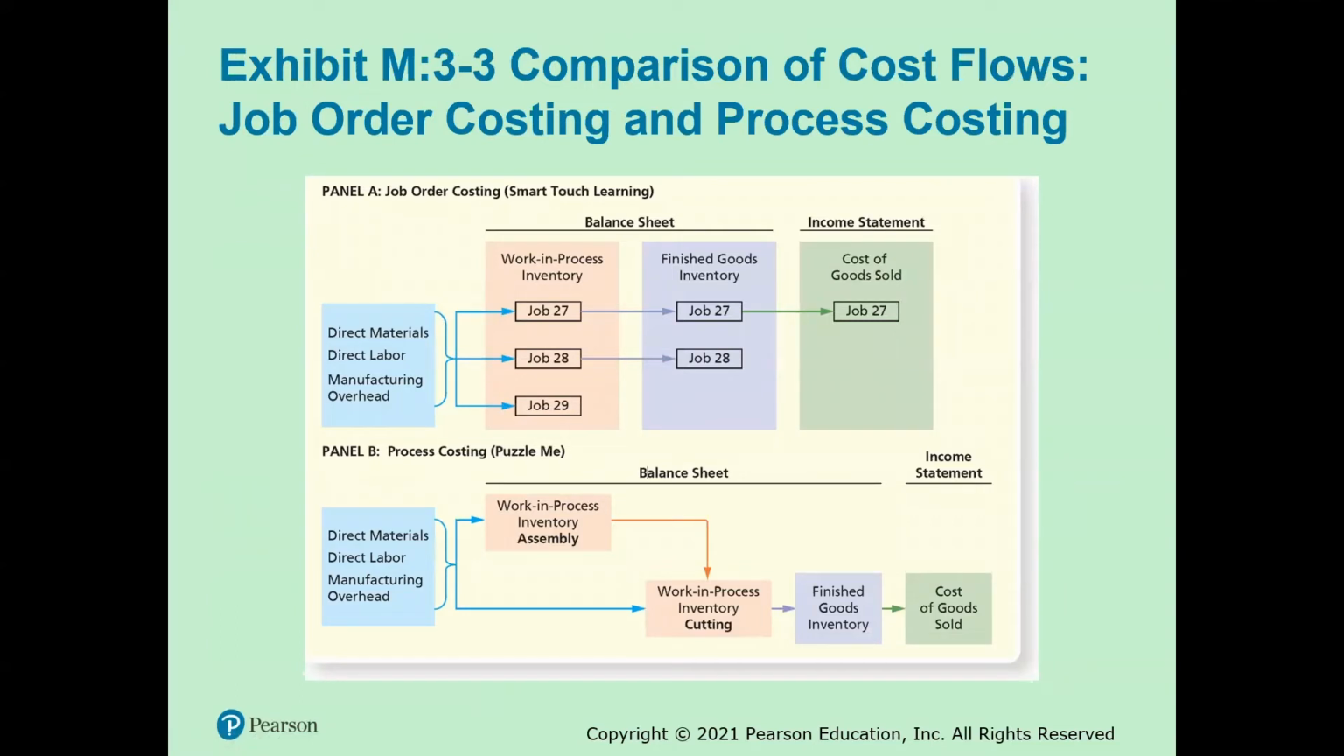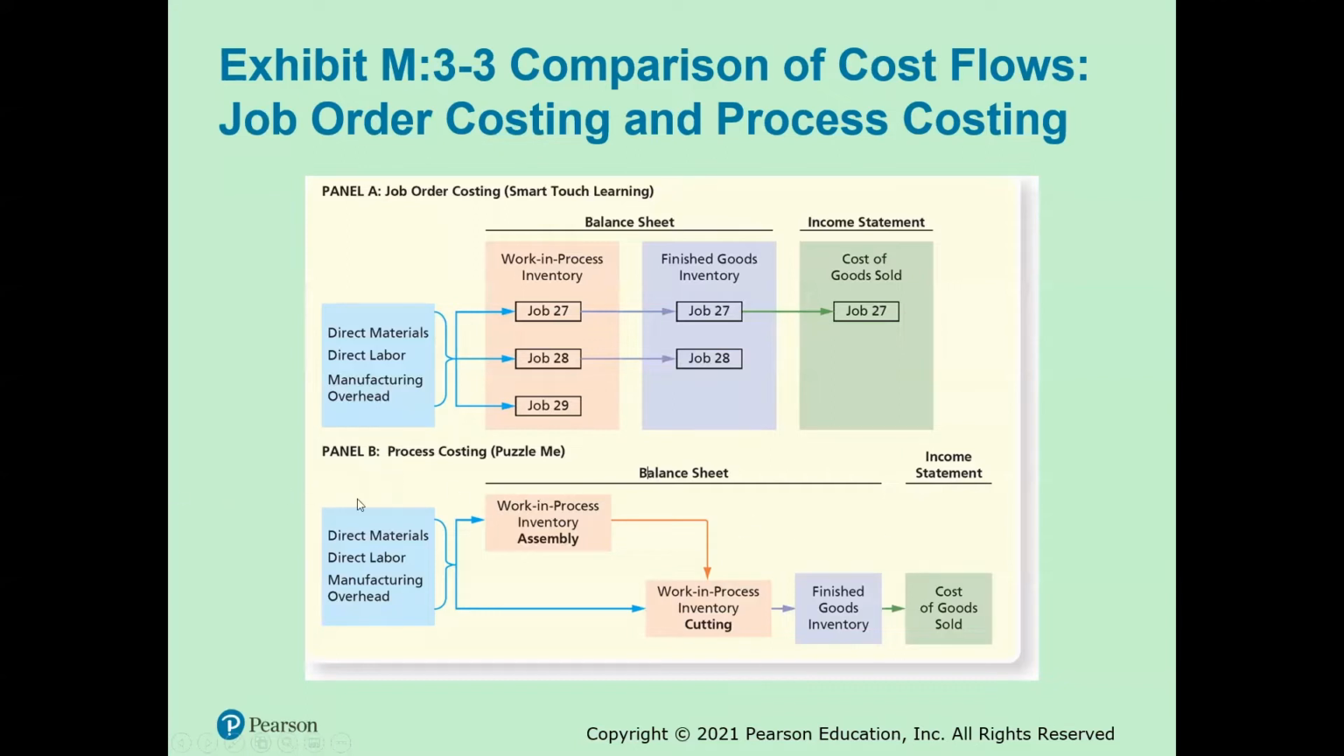Here you see in Exhibit 3-3, it compares cost flows in a job order costing system for Smart Touch Learning and a process costing system for Puzzle Me company. In panel A, it shows that a job order costing system has a single work in process inventory supported by an individual job cost record for each job. You have job 27, 28, 29, okay?